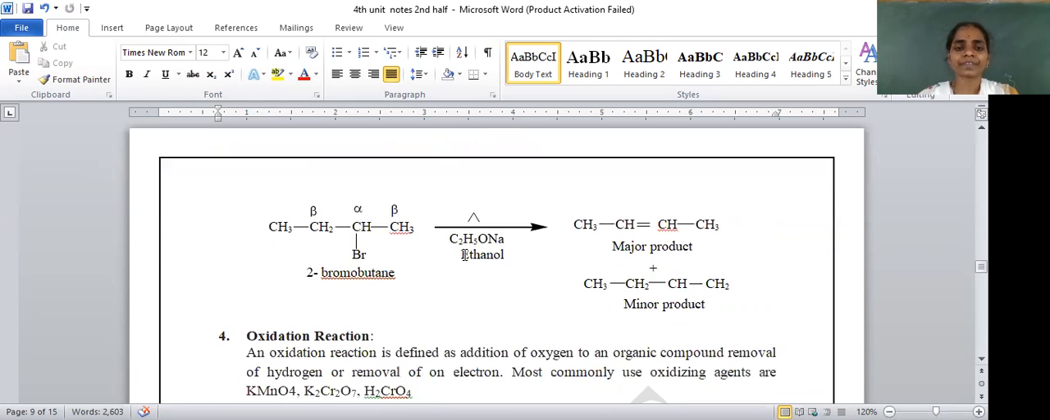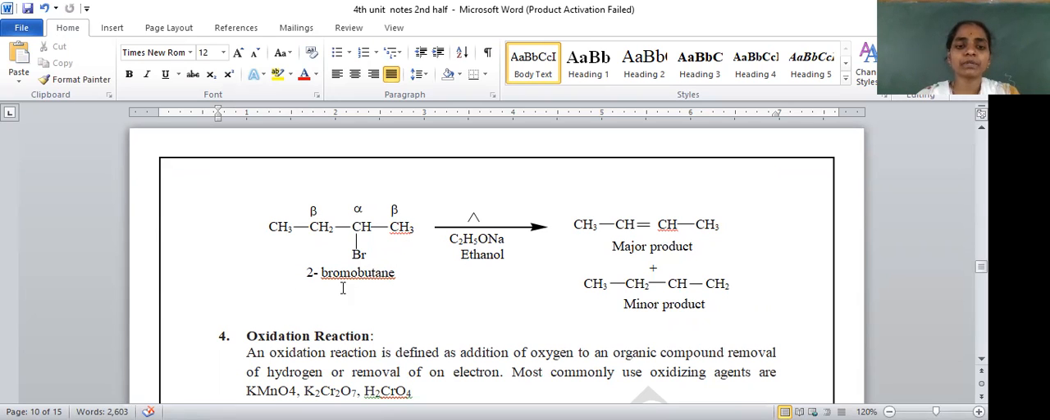Here, bromine is the functional group attached to the carbon, which is called the alpha carbon. Beside the alpha carbon are the beta carbons. The hydrogens attached to the alpha carbon are called alpha hydrogens, and the hydrogens attached to the beta carbon are called beta hydrogens.